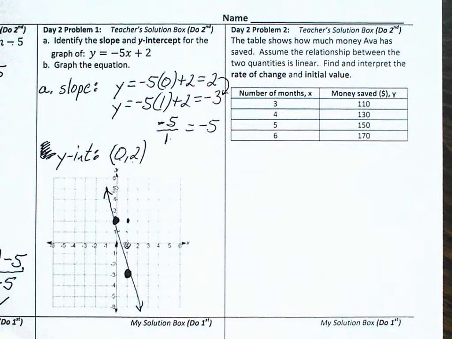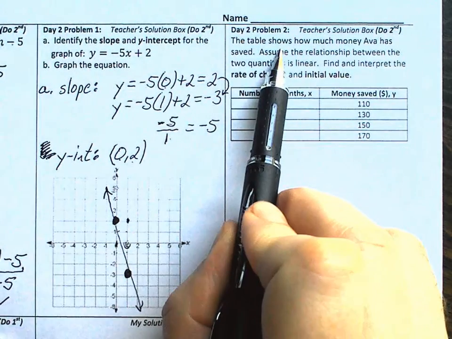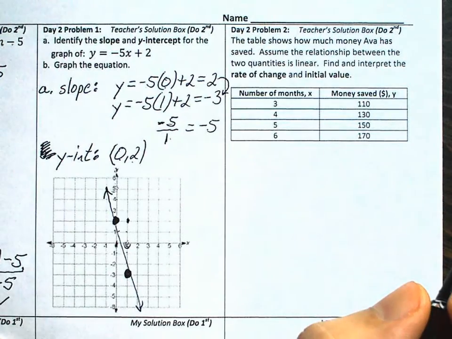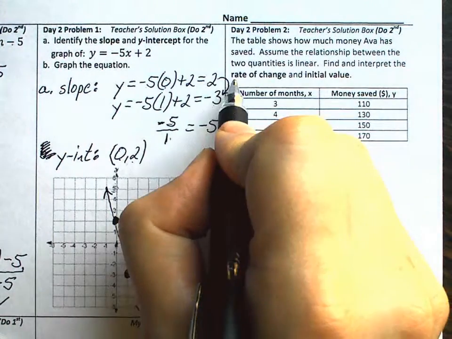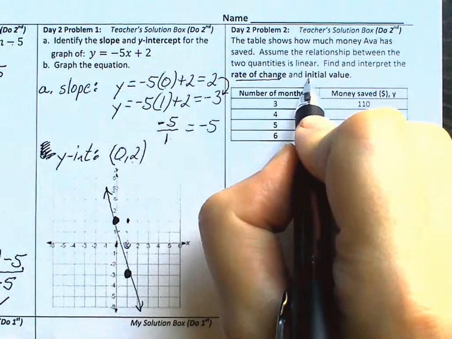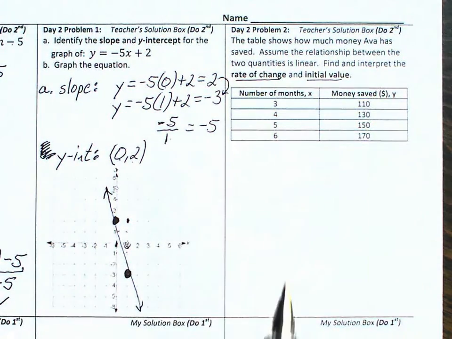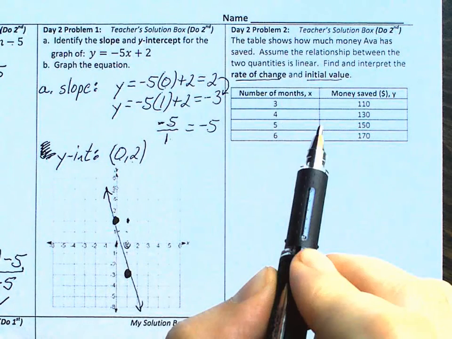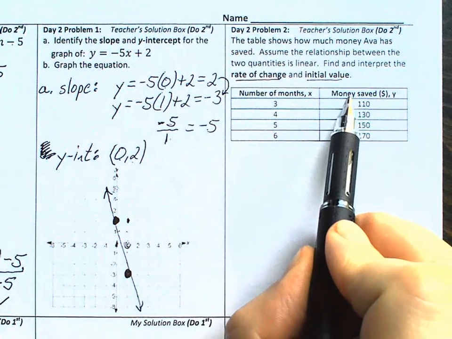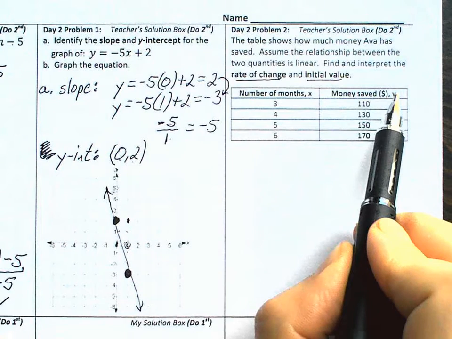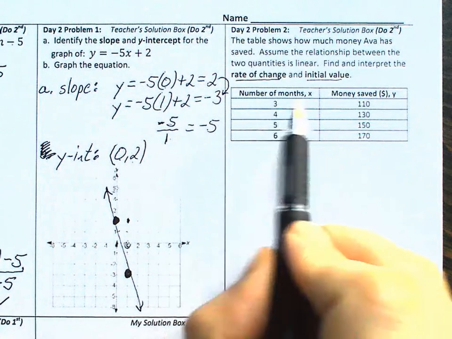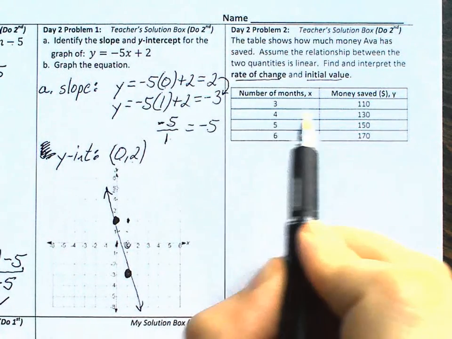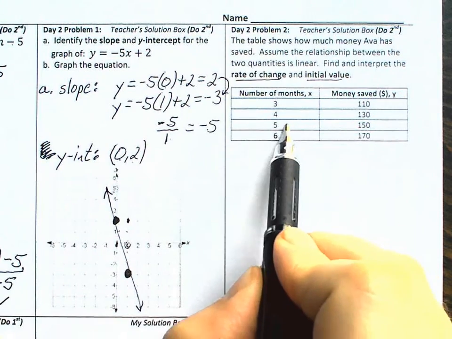Now in day 2, problem 2, it says, the table shows how much money Ava has saved. Assume the relationship between the two quantities is linear. Find and interpret the rate of change and the initial value. When we look in this table, I see that the first column is showing the number of months that Ava has been saving money. The second column is showing how much money she's saved. For instance, after 3 months of saving, Ava has saved $110. After 4 months of saving, Ava has saved $130, and so on.